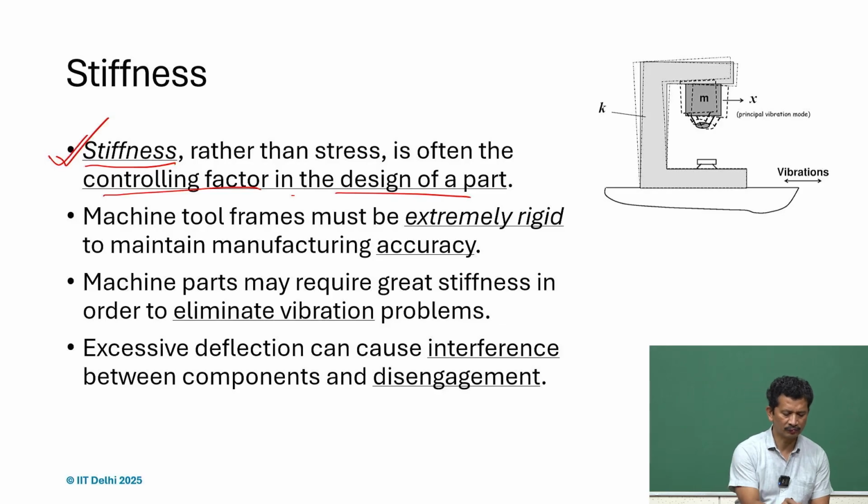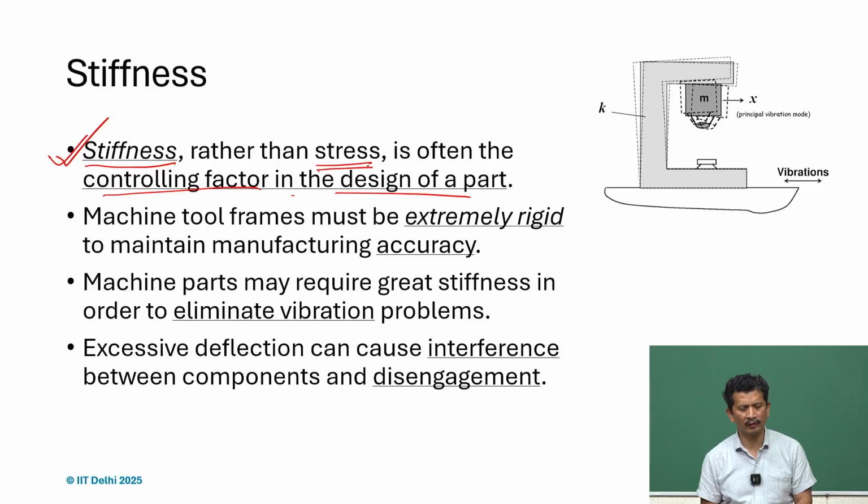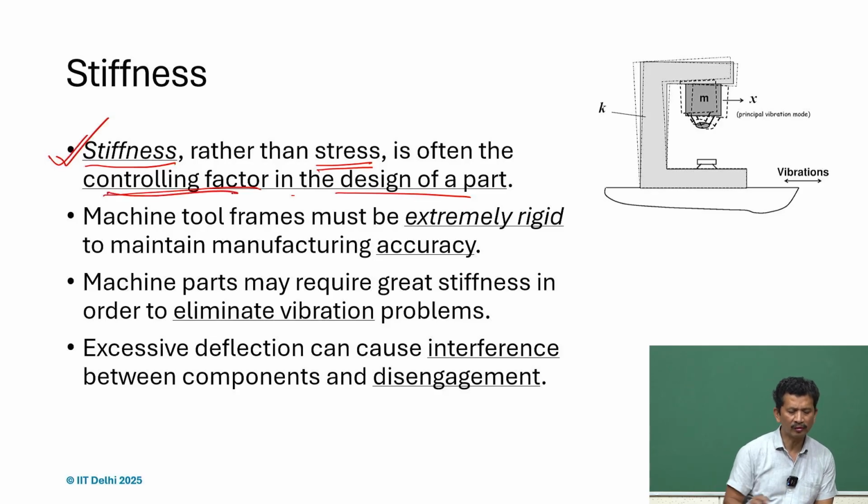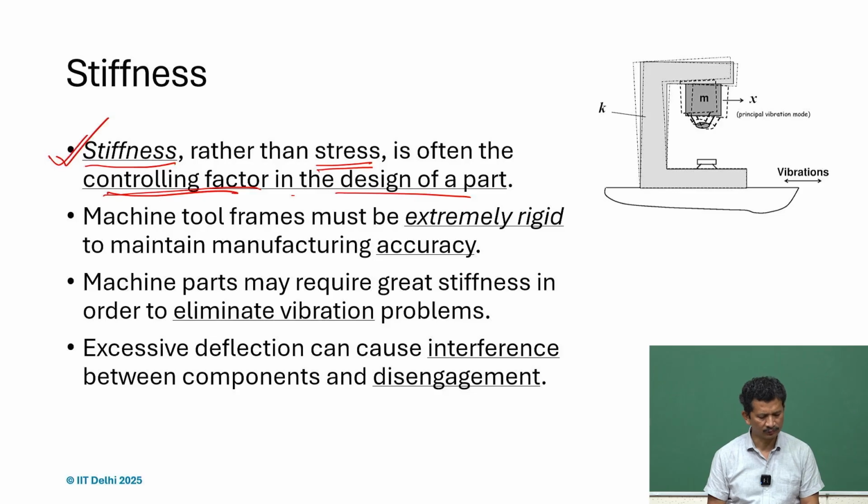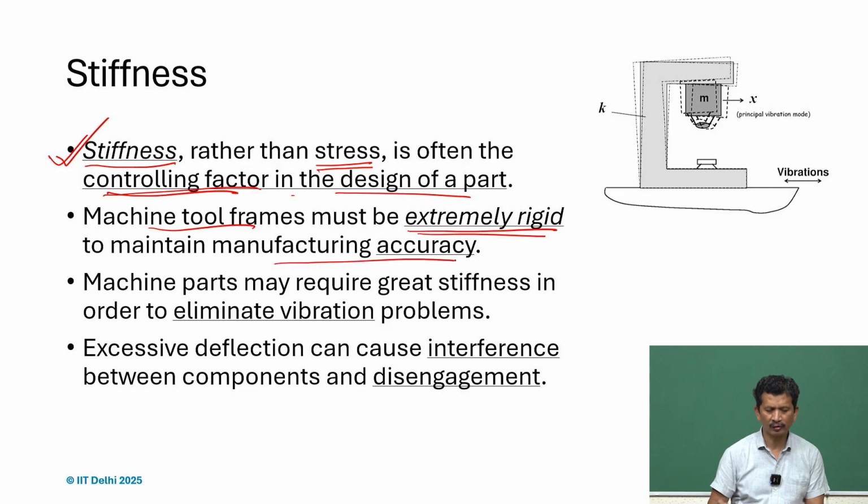So, although most of the time we spend on failure and we talk about stresses when we do the courses on machine design, when it comes to functioning performance, we realize that stiffness is the main controlling factor in the design of the part. And as we discussed earlier, if you see machine tool frames, we want to make them extremely rigid so that we can achieve high accuracies.